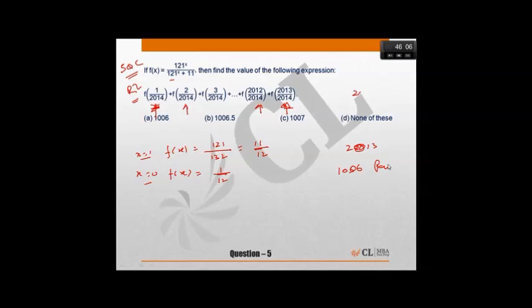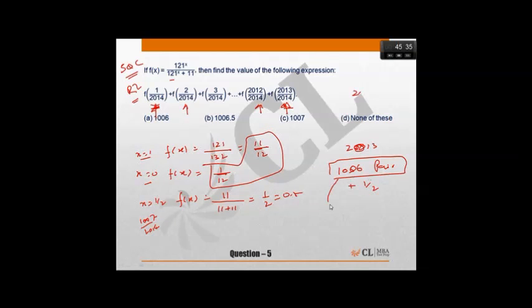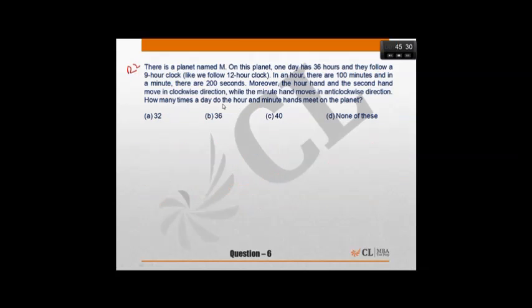1006 pairs plus the middle one. The middle one will be when x is equal to 1 by 2, which will be 1007 upon 2014. If x is equal to 1 by 2, then f of x will be 121 to power half is 11 upon 11 plus 11, which is equal to 1 by 2, which is 0.5. So 1006 pairs, each of these pairs will give me 11 by 12 plus 1 by 12, which is 1. So it should be 1006 plus 0.5. The correct answer should be choice B.